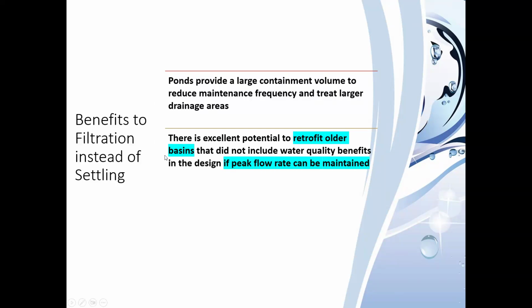So if you can use filtration and you don't have to have that first flush volume released slowly, which increases the volume of your pond, you can go back and very easily replace that low flow orifice with the skimmer filter combination and add water quality to basins that don't currently have water quality, assuming the skimmer can handle whatever that low flow rate, typically the 2-year storm rate, is.